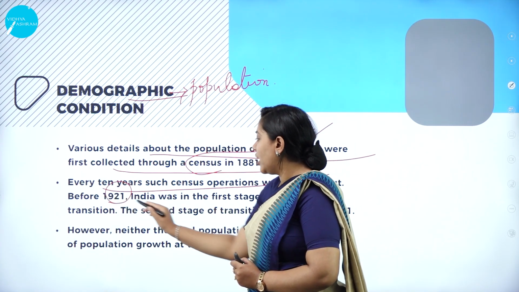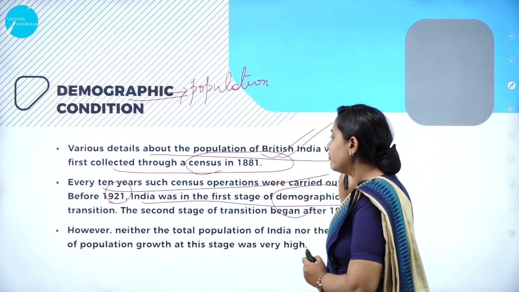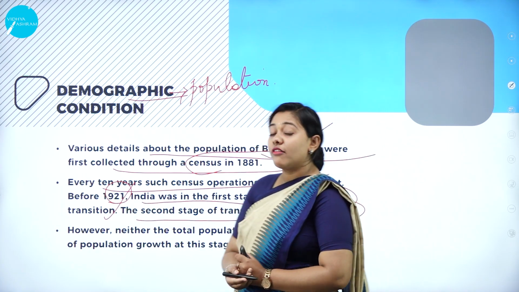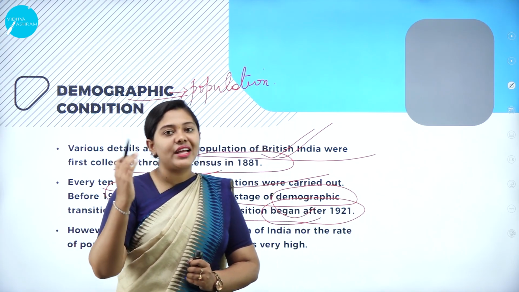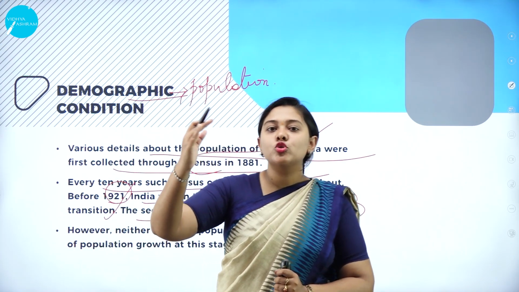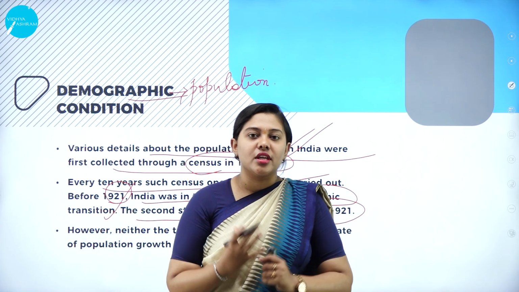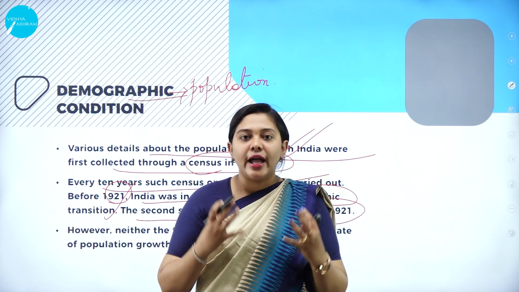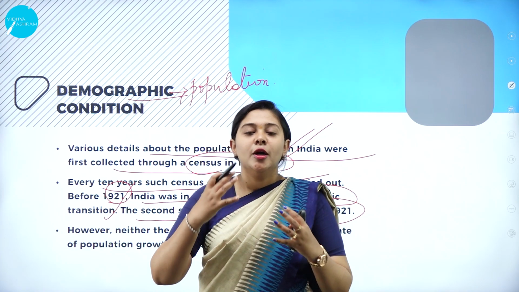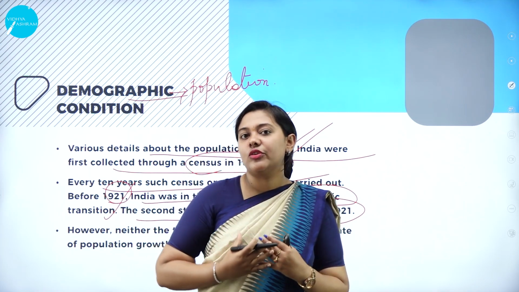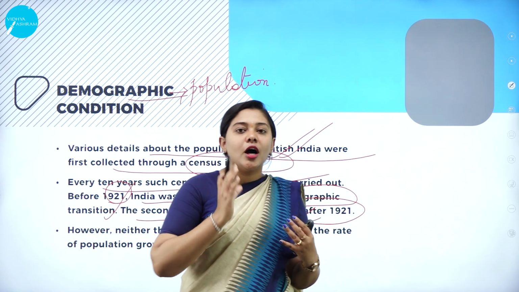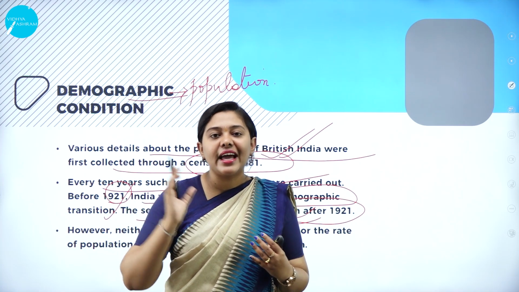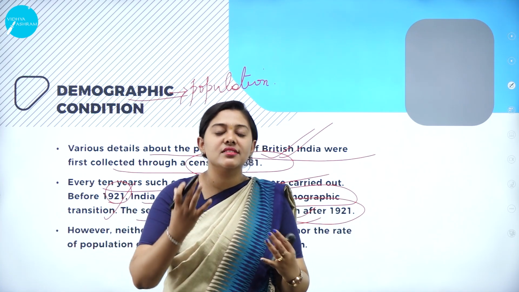Before 1921, India was in the first stage of demographic transition. The second stage of transition began after 1921. What do you mean by transition? Transition means changes. So how gradually our population started increasing. When we have good health facilities, good benefits, education, infrastructure, everything, people's life expectancy will increase. What do you mean by life expectancy? The number of years a person lives is called life expectancy. So life expectancy will increase.